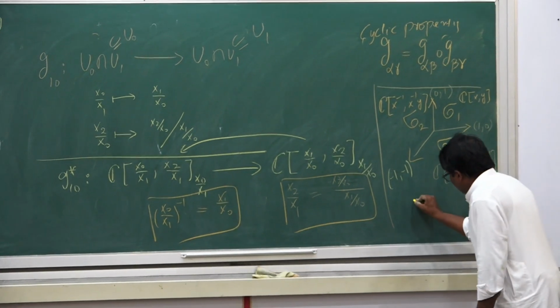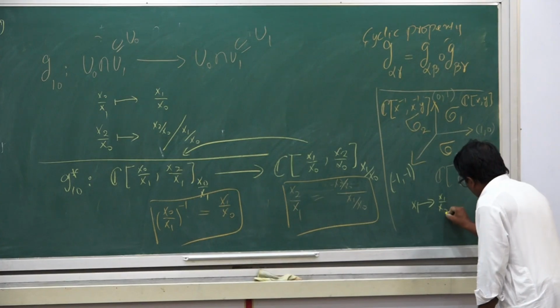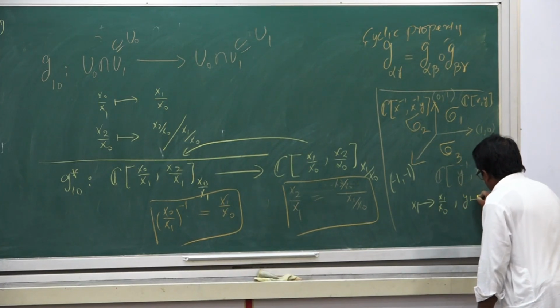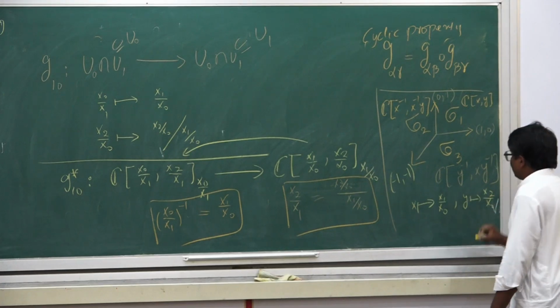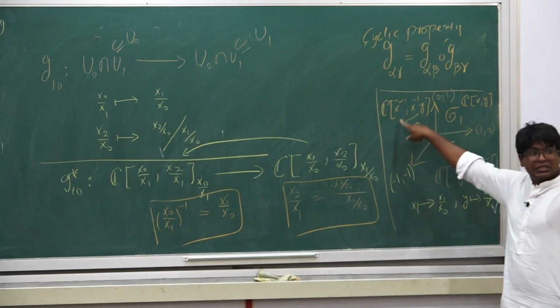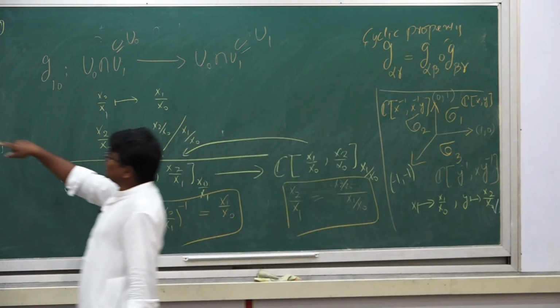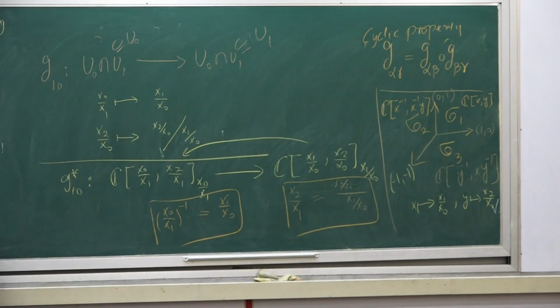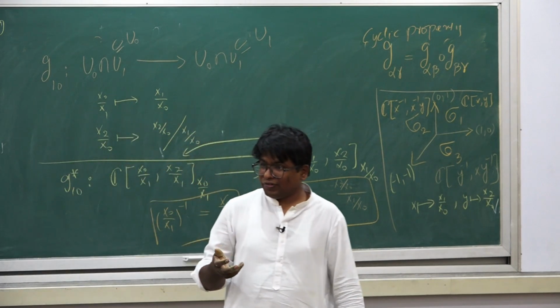And if I do a little trick, where x goes to x1 over x naught and y goes to x2 over x naught, you can actually see that these affine pieces are exactly these algebras. That would be the first thing you should realize.